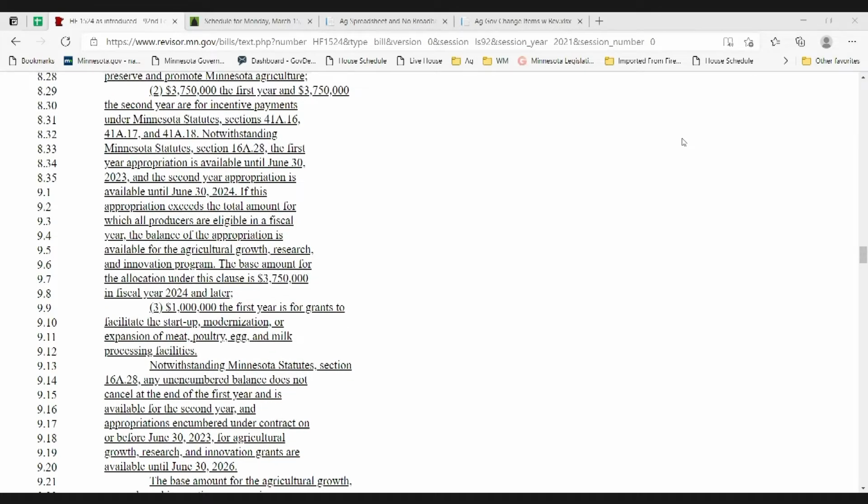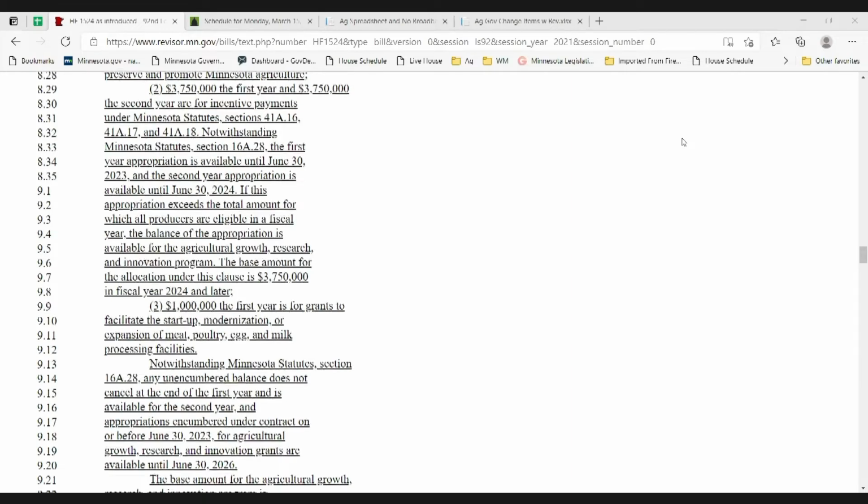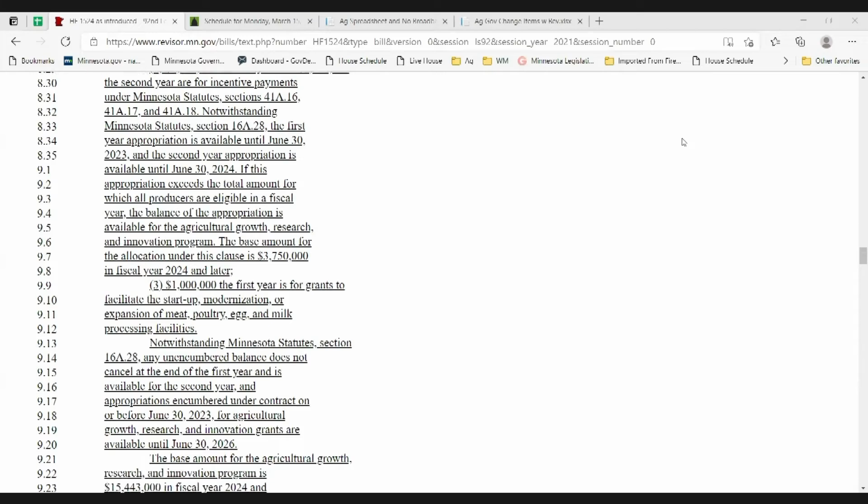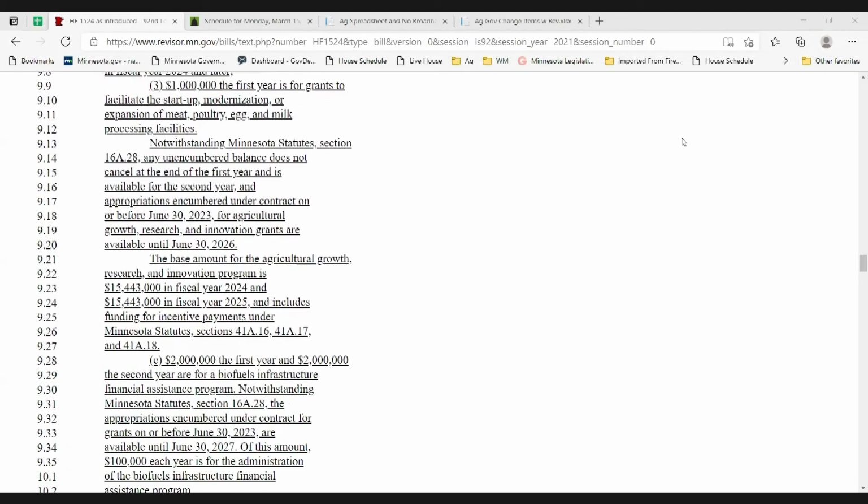This is the amount that must be allocated to the bio-incentive program. In the governor's proposal, this would be additional money than in the base, but the rider language that specifies how that money may be spent is the same as in years past. And then if you scroll down, you're in a good spot there, 9.9. This is new. This is part of the governor's proposal to increase the appropriation by $1 million the first year from the base level, and to dedicate that money only for facilitating the startup, modernization, or expansion of meat, poultry, egg, and milk processing facilities.